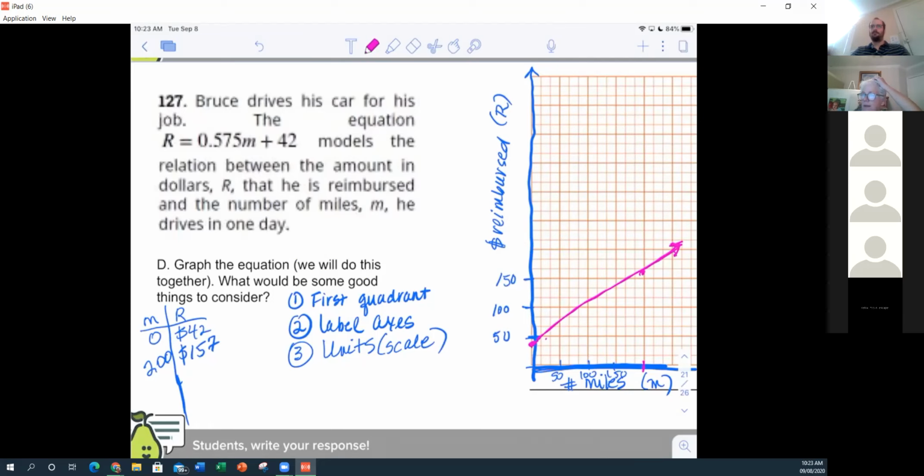So the things you really need to consider are that you're working in the first quadrant. You need to label your axes and figure out what your units are going to be, your scale.